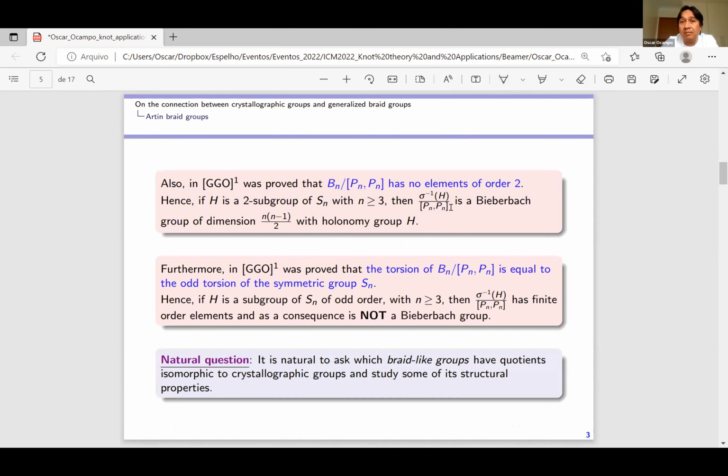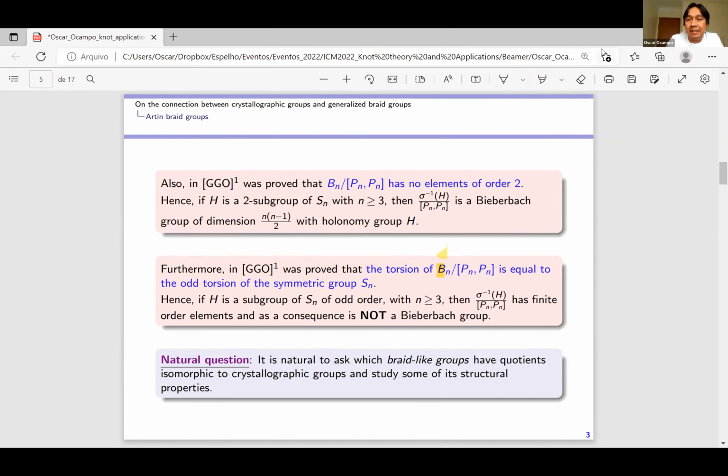So we prove some of the properties, in particular how this group sits inside it. We study finite order elements. In particular, we prove that the torsion, the finite order elements in this quotient group, is equal to the odd torsion of the symmetric group. And recall that the classical Artin braid group is torsion free, but this quotient, in fact, now has finite order elements.